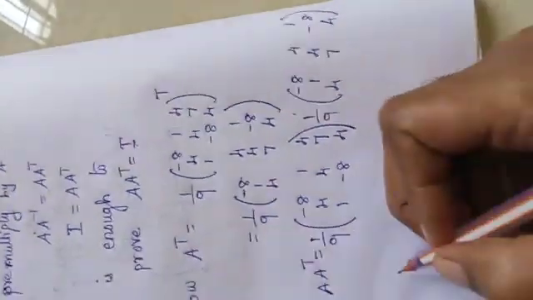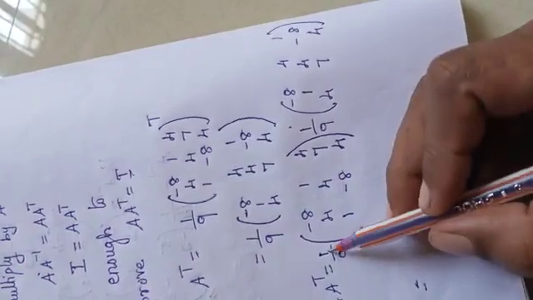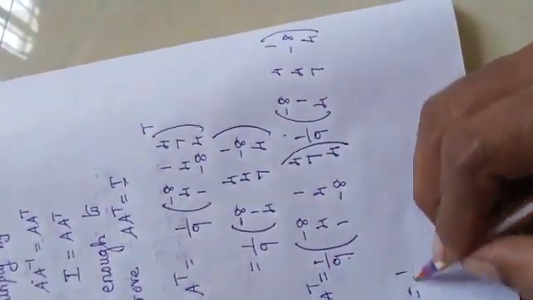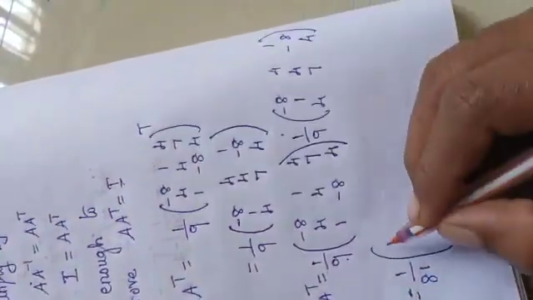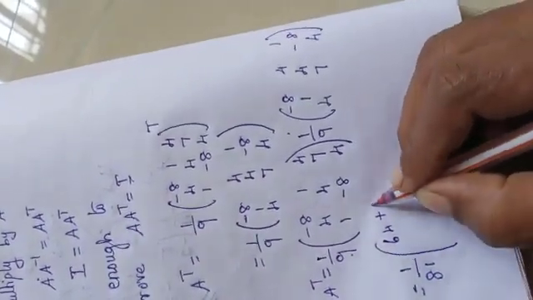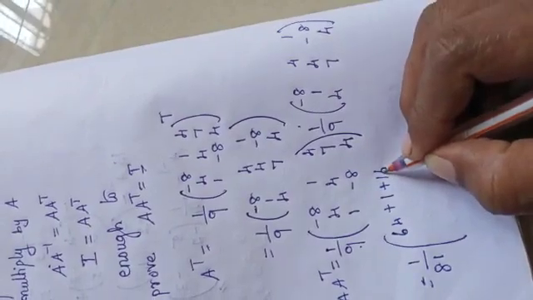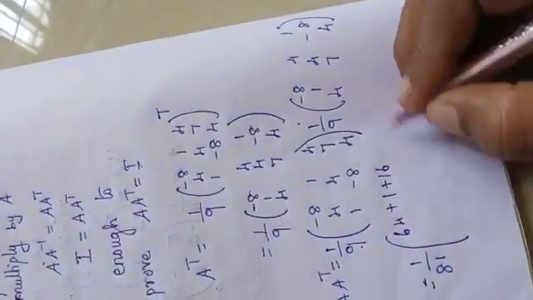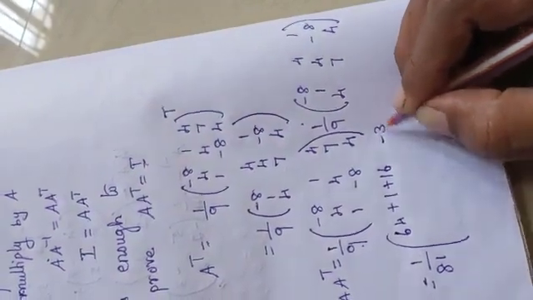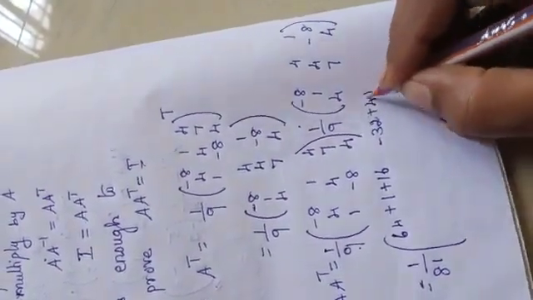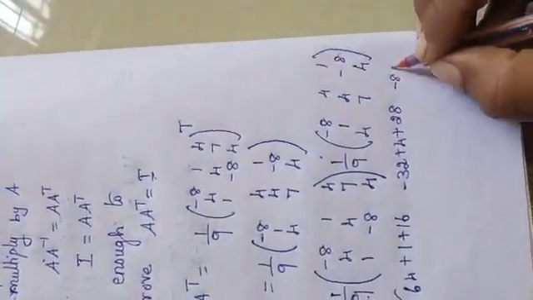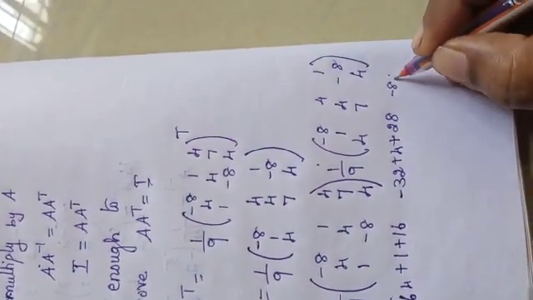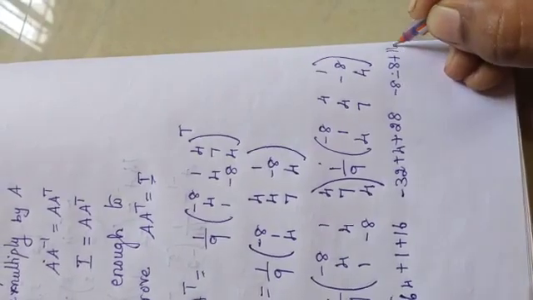Shall we multiply? See first the number which is outside. 1 by 9 into 1 by 9. That is 1 by 81. Now we know that row by column method, isn't it? Minus 8 into minus 8, that is 64. Plus 1 into 1 is 1. Plus 4 into 4, 16. Now first row, second column. Minus 8 into 4, minus 32, plus 4 into 7 is 28. Last column, minus 8 into 1 is minus 8, plus 4 into 4 is 16.